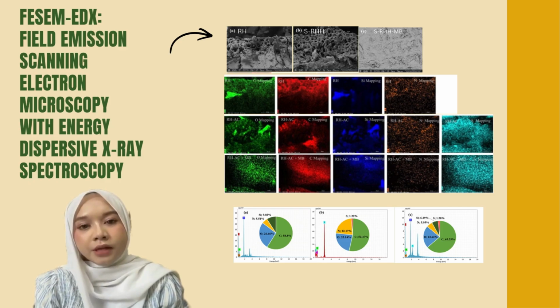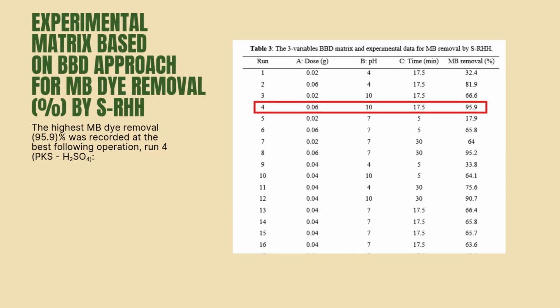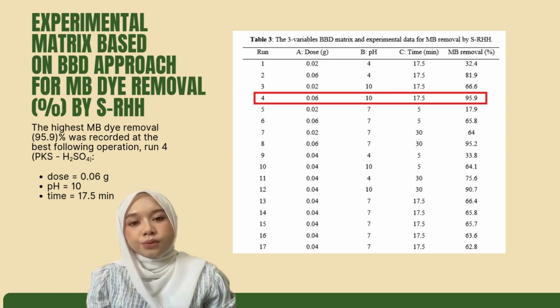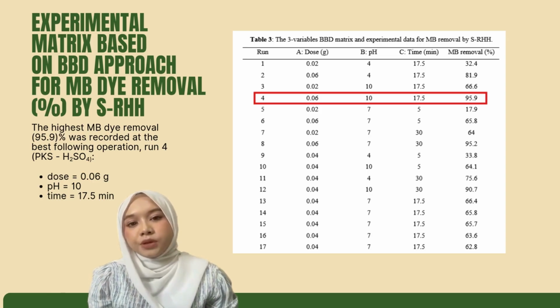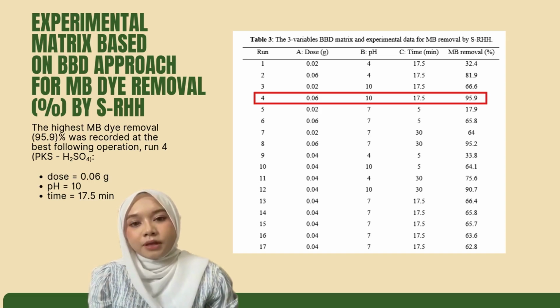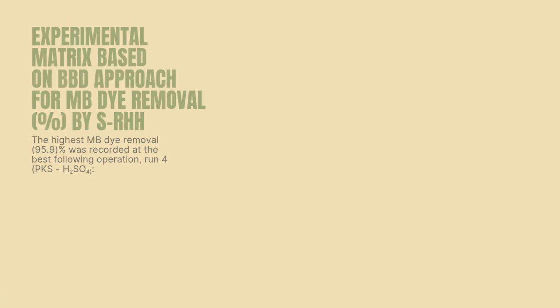To optimize the adsorption process, Box-Behnken design was applied, where the highest methylene blue removal efficiency of 95.9% was achieved at an adsorbent dose of 0.06 gram, at pH 10 and a contact time of 17.5 minutes. This confirms that the prepared sulfonated hydrochar has a strong adsorption capability.